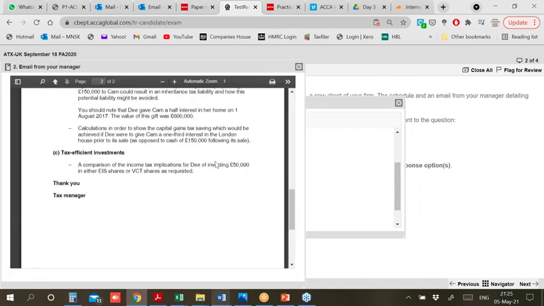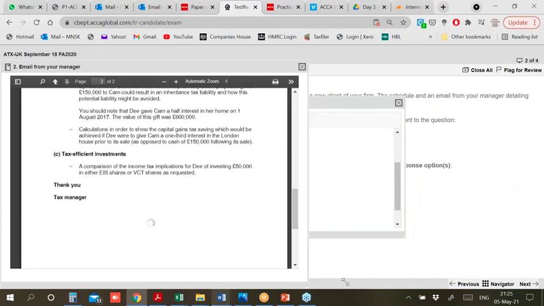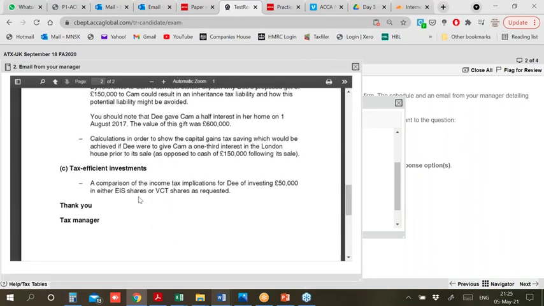So lastly, I have to deal with the last requirement, a comparison of the income tax implications for D of investing 50,000 in either EIS shares or VCT shares as requested.